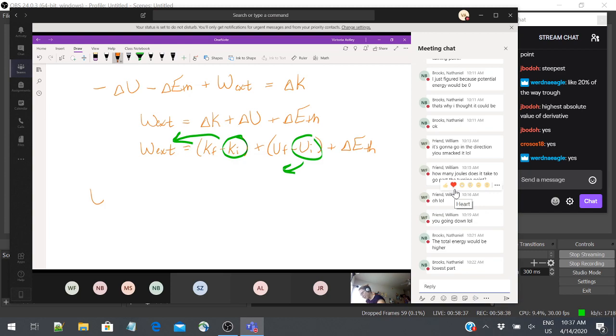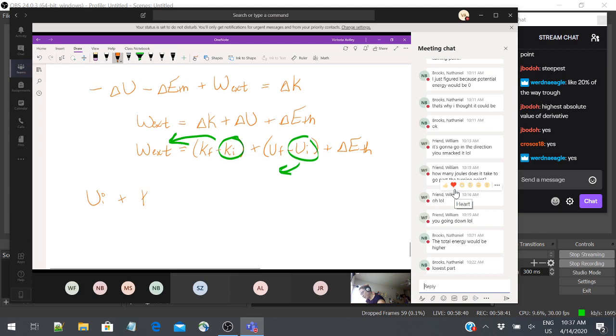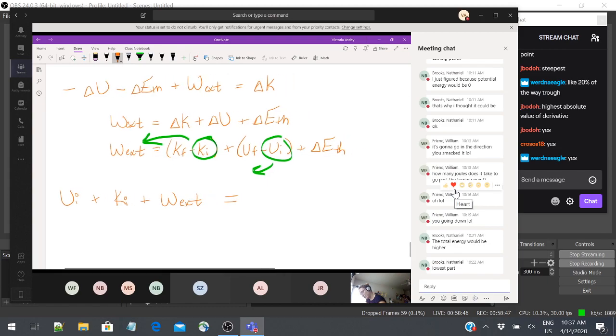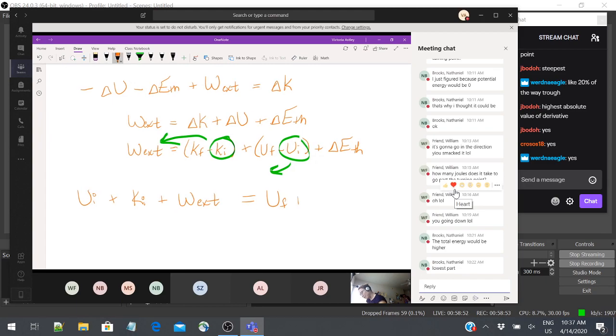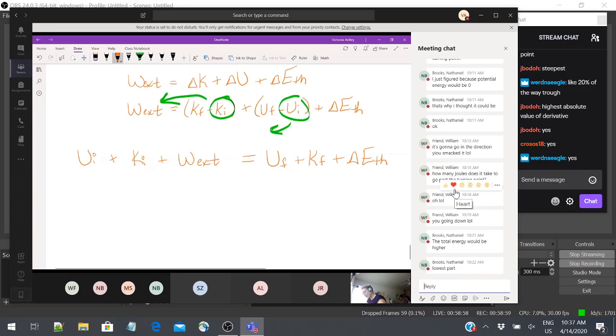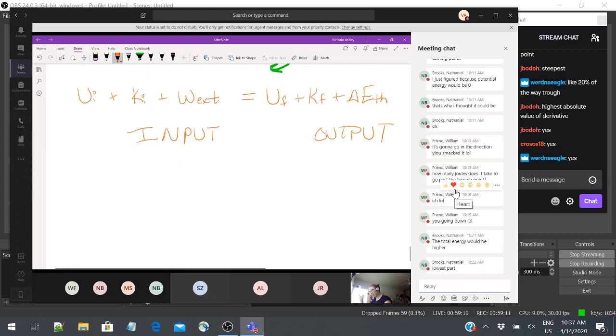So I have my initial potential energy, my initial kinetic energy, plus my external work equals my final potential energy plus my final kinetic energy plus my loss to friction. I think of this as sort of my input and my output for some situation. I start out with, say, a skateboarder at some initial height with some initial speed, and he's got a sail on his skateboard, so there's external work pushing him, right?